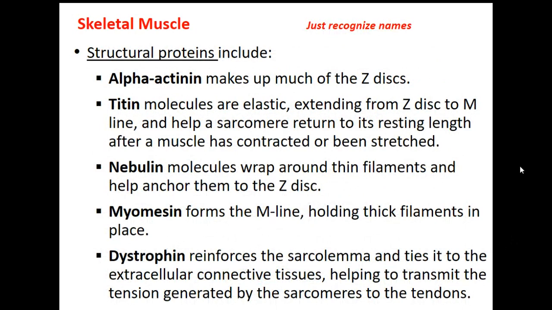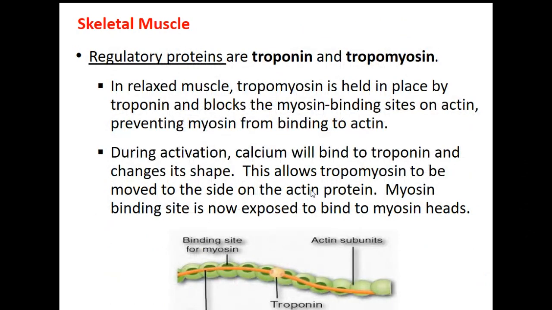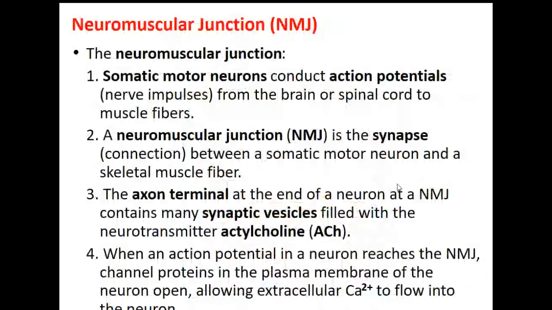Okay, these structural proteins: alpha-actinin, titin, nebulin, myomesin, dystrophin. There might be a question on the exam which would just list all these and say what are they. And all you'd have to know is that they're structural proteins. You don't have to know what the different functions are or where they are. If I give you all those words, you should recognize that those are the structural proteins. But that's all you need to know about them.